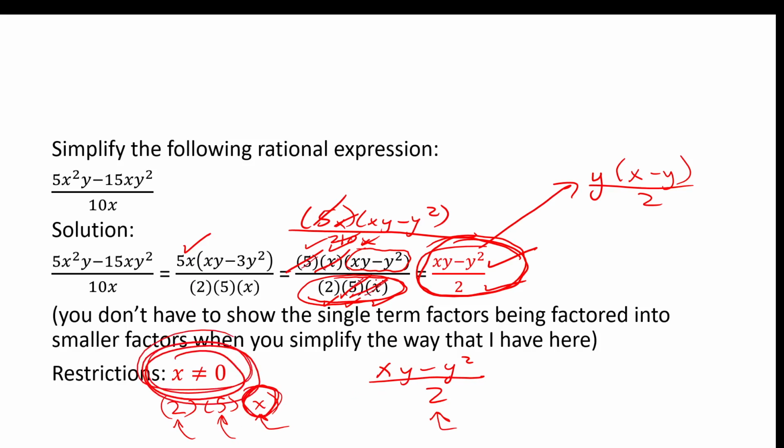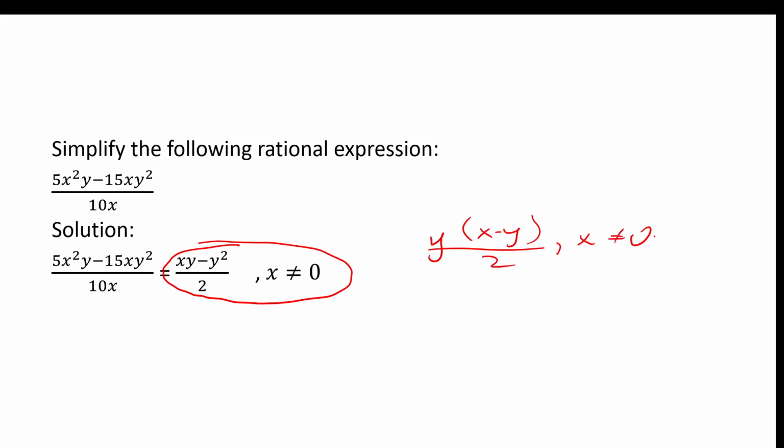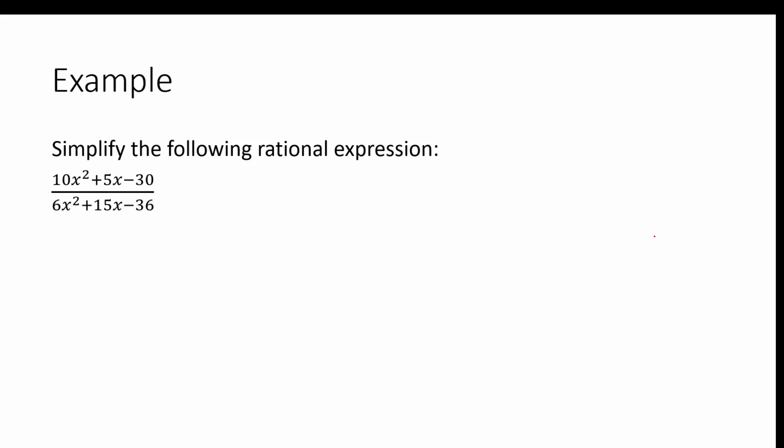And if you're thinking, yeah, but we crossed it out, it doesn't matter. Even if you cross out a factor of a denominator, you still include that when you talk about restrictions. So our final answer will simply be xy minus y squared over 2, and x cannot equal 0. Or if you prefer, you can call it y times x minus y all over 2, x cannot equal 0. Either answer is acceptable.